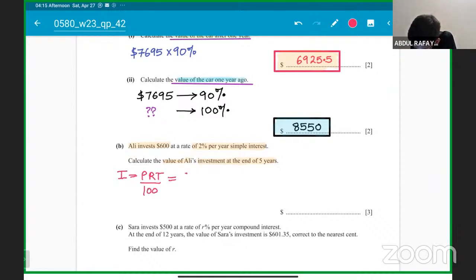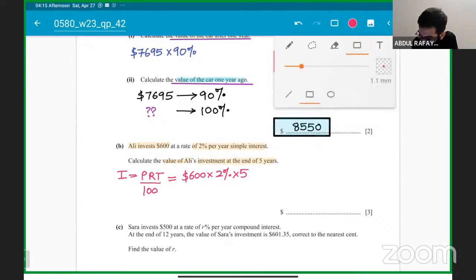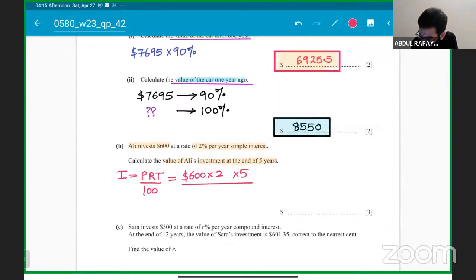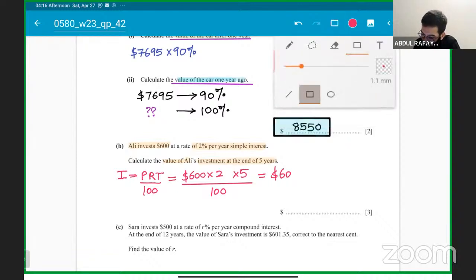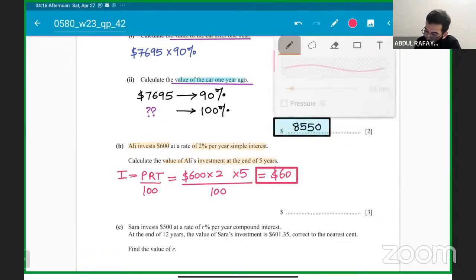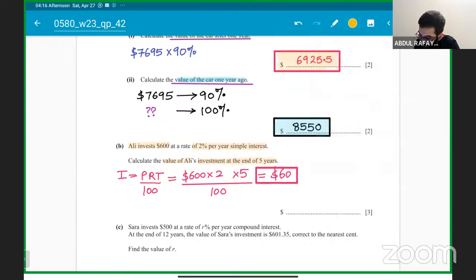So P is the principal, rate is basically 2%, the time period is 5 years, and you divide by 100. Okay, so that's the formula, principal into the rate of interest into the number of years. So it will be 6 2s are 12, 12 5s are 60. So $60 without calculator. Make sure your mental maths is strong as well. $60 is the interest that Ali has earned.